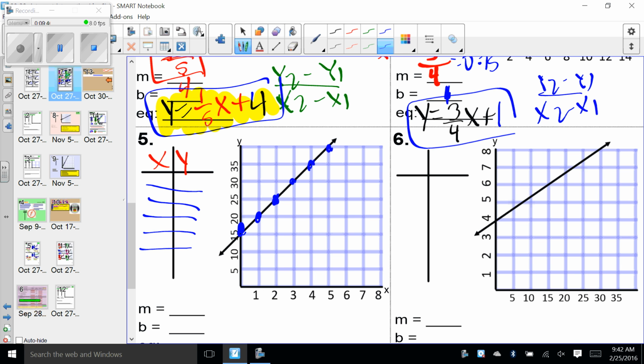All right, so as I look at the data points, I have 0, 15. I have 1, 20. I have 2, 25. 3, 30. If I'm going too fast, go ahead and pause that video. This looks like 4, 35. And 5 looks like it's going to be 40. Go ahead and catch up there.